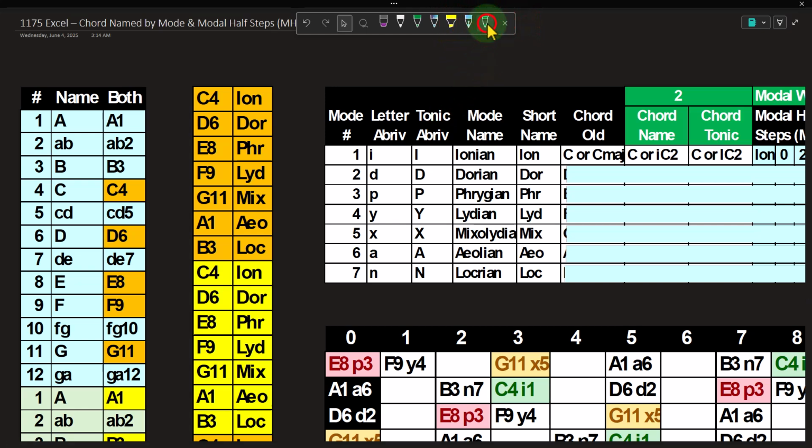Let me see if I can use the pens up here. We have an Ionian, a Lydian, wait, no, hold on. No, I'm not used to using these pens. Let me do this again.